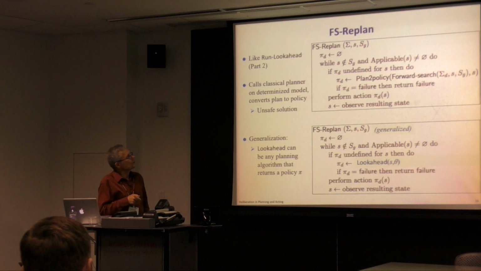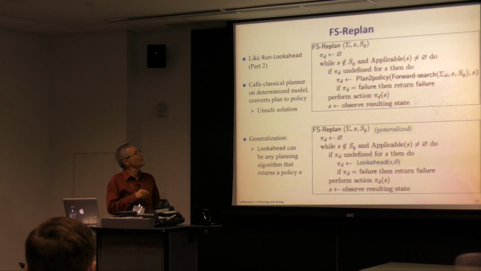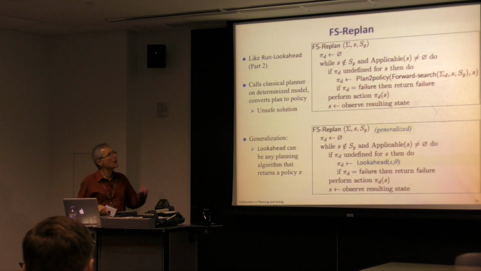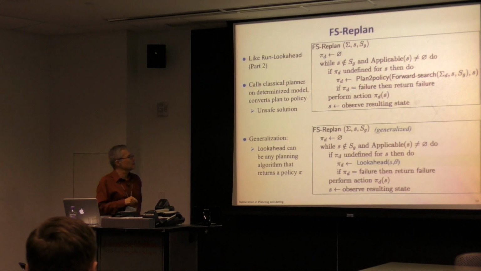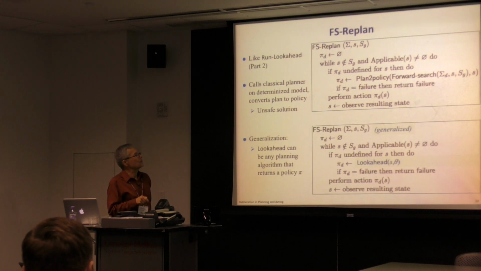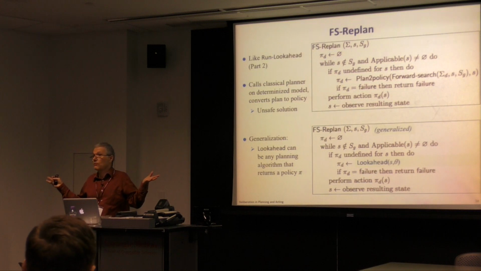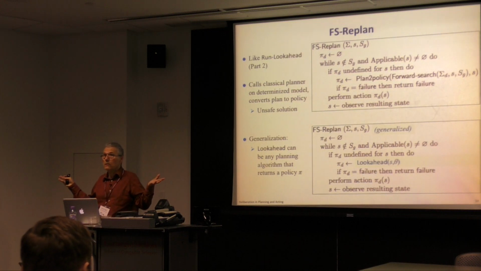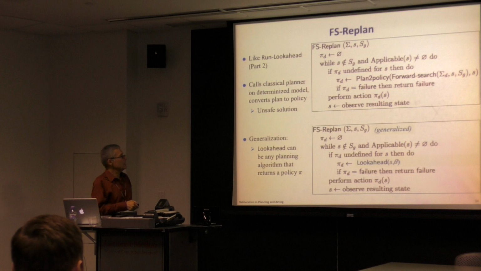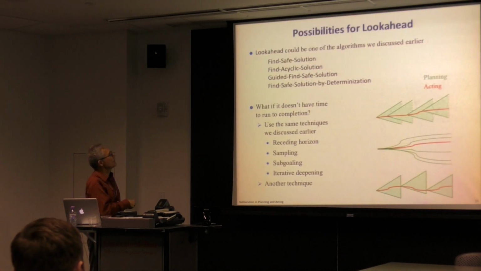Well, the original version of this, we simply abstracted it. This thing was fast forward, and this was called FF replan. That's what it does. You can generalize it, though. Instead of calling the classical planner and turning it into a policy, you could call, as a look-ahead algorithm, any one of the algorithms that we've talked about up until now. Anything that returns a policy. So it could be any one of those.